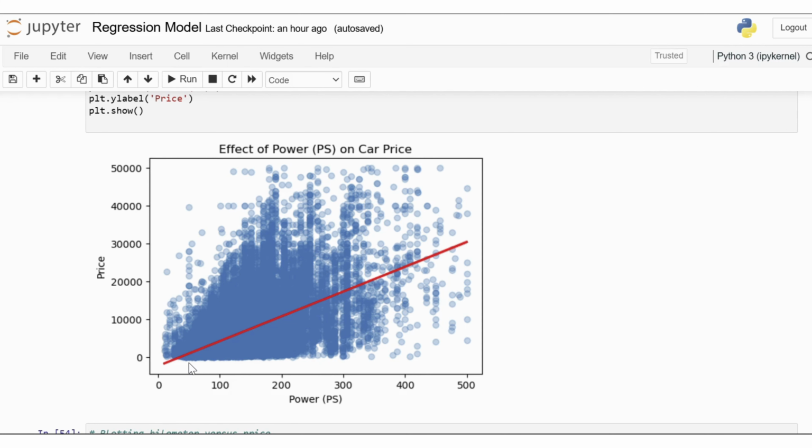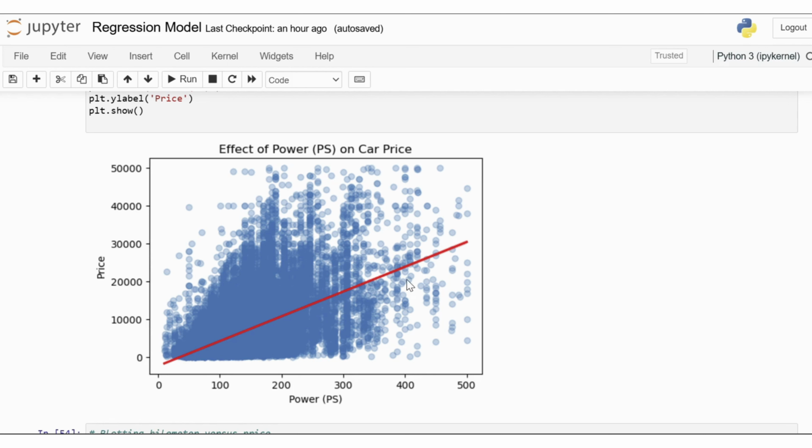This is a common trend as more powerful cars are typically more expensive due to better performance and higher manufacturing costs. While the general trend is clear, there is considerable variability in prices for cars with the same power, indicating that other factors also play a significant role in determining car prices. The presence of high-priced high-power cars suggests that certain high-power cars hold significant value, likely due to being luxury or sports cars.